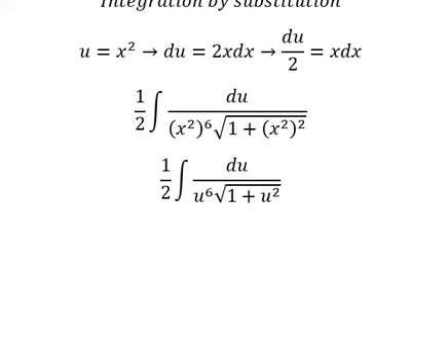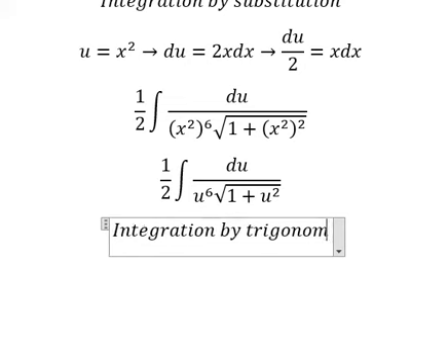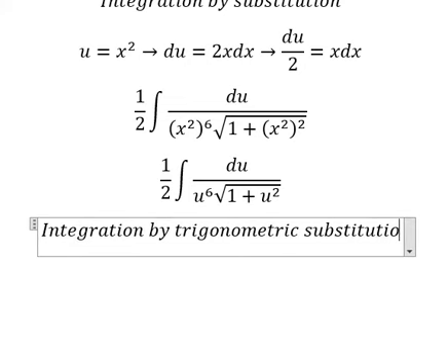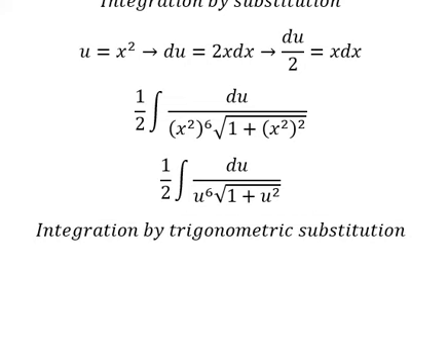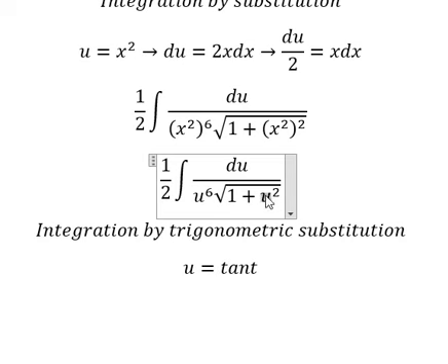Next, we need to use integration by trigonometric substitution. So I will put u equal to tan t. The reason I put this is because you will get tan t in here. 1 plus tan t squared, we change for secant of t squared. And later we simplify the square root, and later we simplify du.